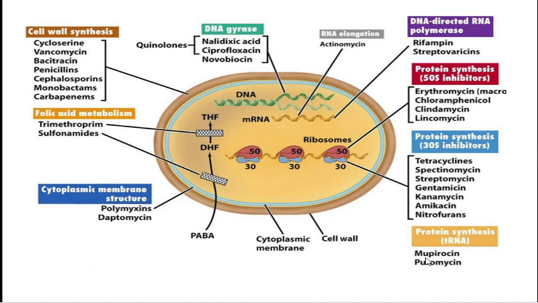Whereas puromycin and mupirocin inhibit the process of translation, but they bind to transfer RNA. Actinomycin and rifampicin stop the process of transcription, and nalidixic acid, ciprofloxacin, novobiocin, which are called quinolones, inhibit the process of DNA replication by binding to the enzyme called DNA gyrase. Vancomycin, bacitracin, penicillin, cephalosporin are called cell wall synthesis inhibitors, and trimethoprim and sulfonamide are called folic acid metabolism inhibitors. They are called antifolate drugs, and polymyxin and daptomycin disturb the structure of the cytoplasmic membrane.